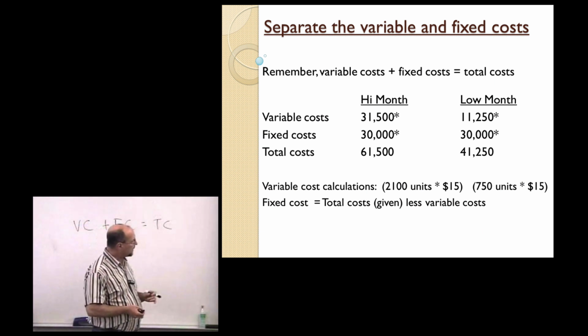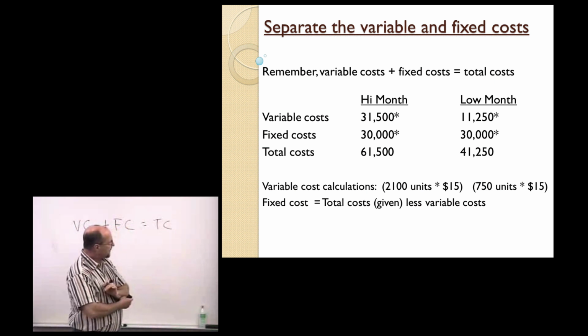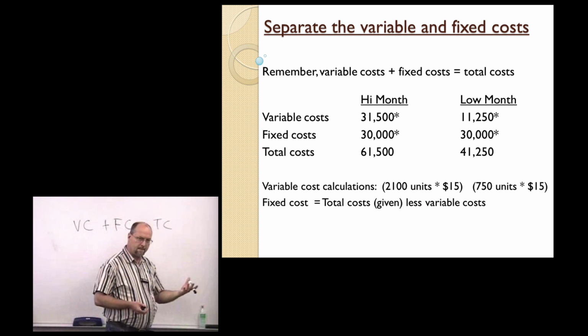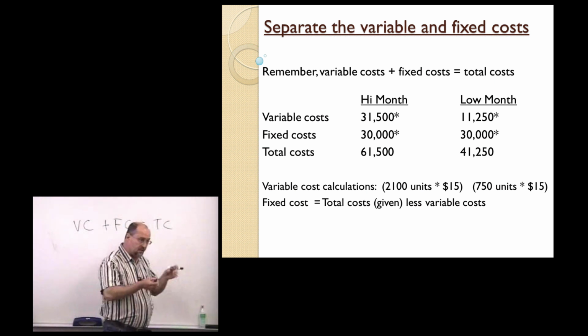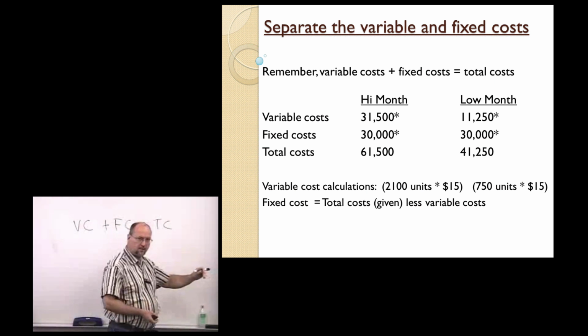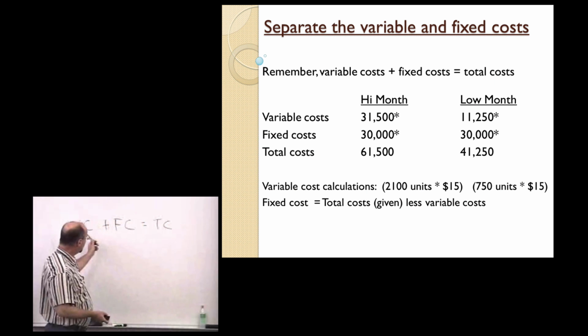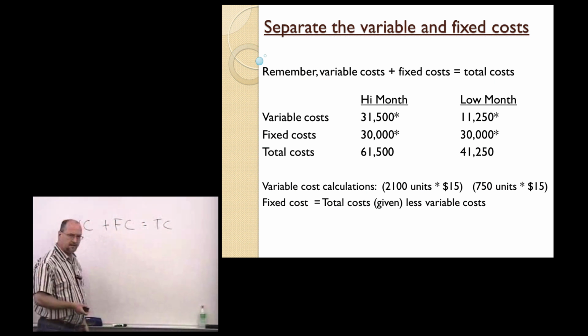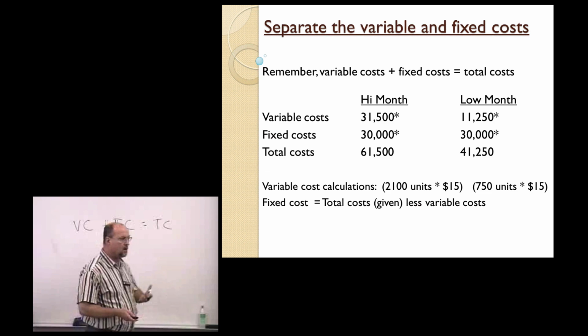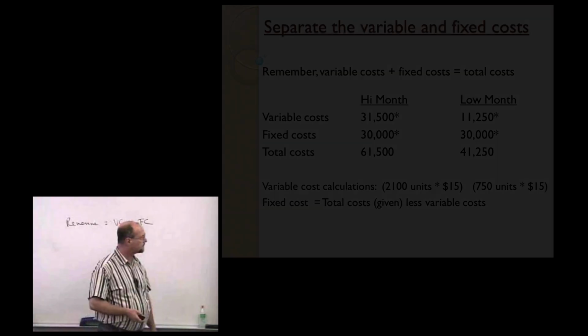So now what we've done is we've separated our total cost into a variable component and a fixed cost component, and now all of our mixed costs have been pushed into those two categories. All costs are now neatly classified as variable or fixed. We can now start doing some analysis.